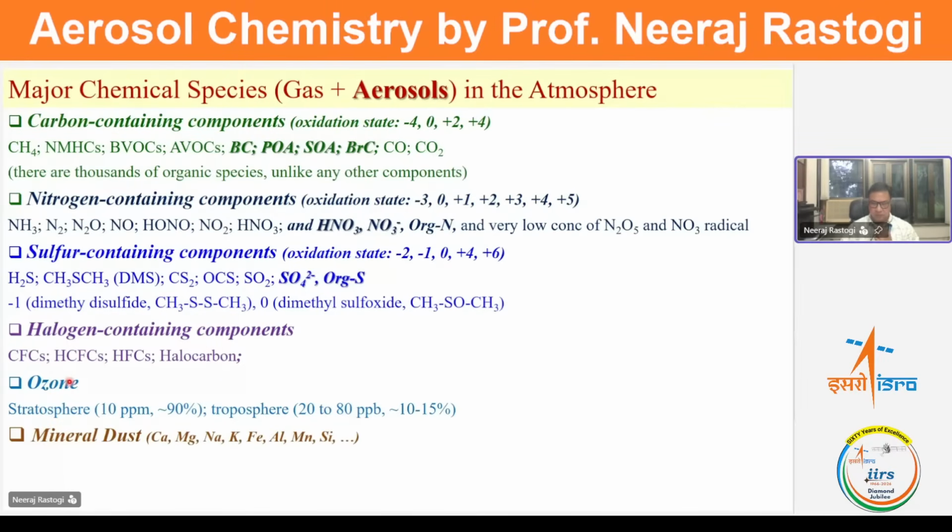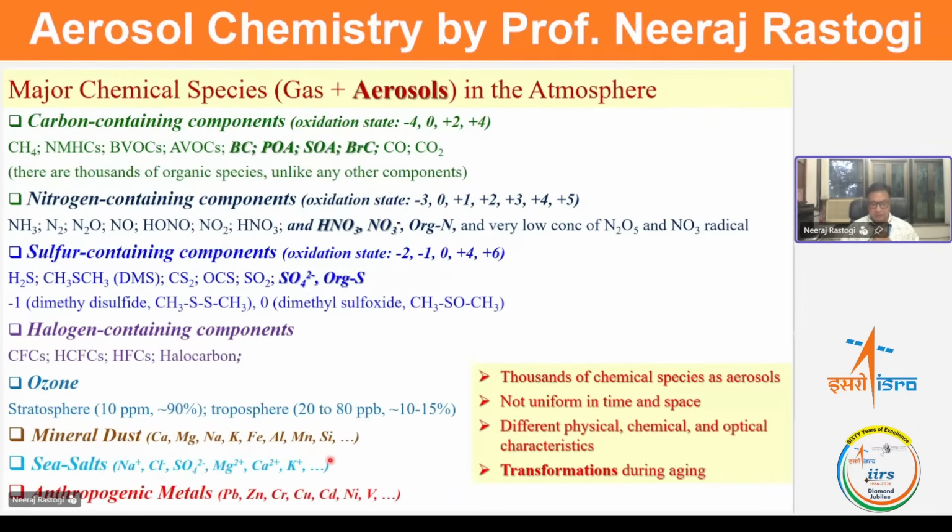Then you have mineral dust. We talked about the sources of aerosol and mineral dust. In terms of chemical species, mineral dust can have calcium, magnesium, sodium, potassium, iron, aluminum, manganese, silicon, etc. Then you can have sea salts. Again, you recall we were talking about sea salt, but in terms of composition, we know that the salt we eat also comes from the sea. So mostly it is sodium and chloride, but there are also sulfate, magnesium, calcium, potassium, etc. within the sea salts. And then you have anthropogenic metals. I was talking about industrial or regular emissions. A variety of combustion processes produce different anthropogenic metals in the atmosphere like lead, zinc, chromium, copper, cadmium, nickel, vanadium, etc.